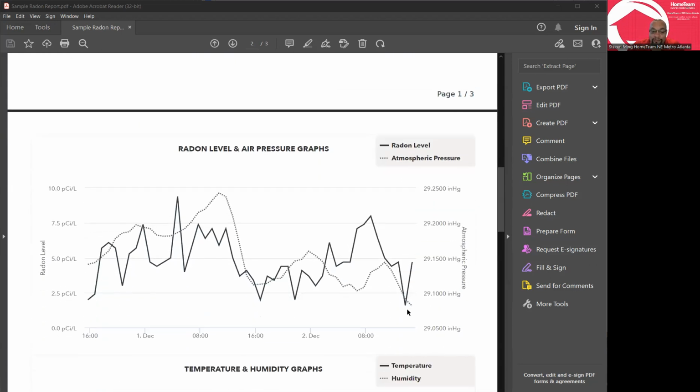Then we have a graph here that shows the radon level and air pressure graphs. You might notice that there's a little bit of a correlation between atmospheric pressure and radon. That's because when you have a higher pressure system in the area, it's literally pushing on the soil, which would cause a higher reading on radon. If it's a lower pressure system, like a severe storm in the area or a hurricane, you would generally get a lower reading.